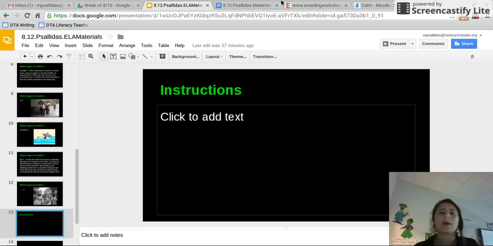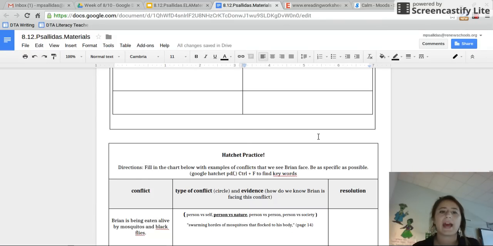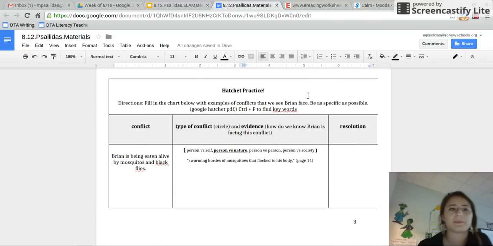So now that you have finished that, we're going to apply what we learned to Hatchet. Scroll to where it says Hatchet Practice. You are going to fill in the chart below with examples of conflicts that we see Brian face. Be as specific as possible.